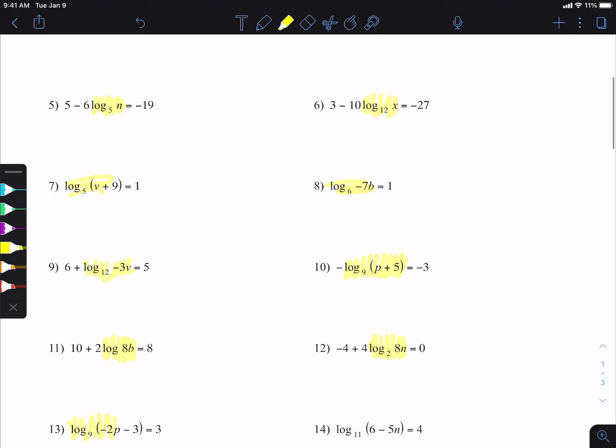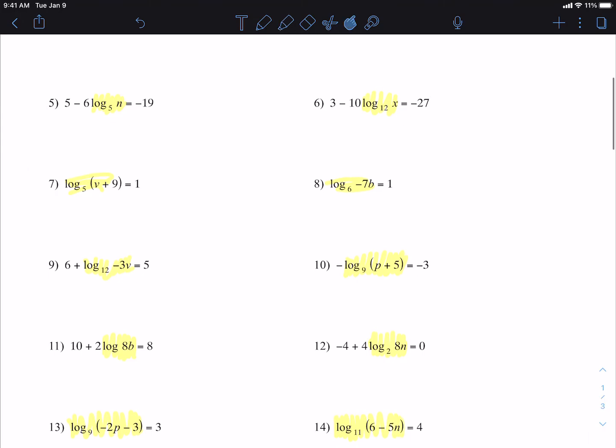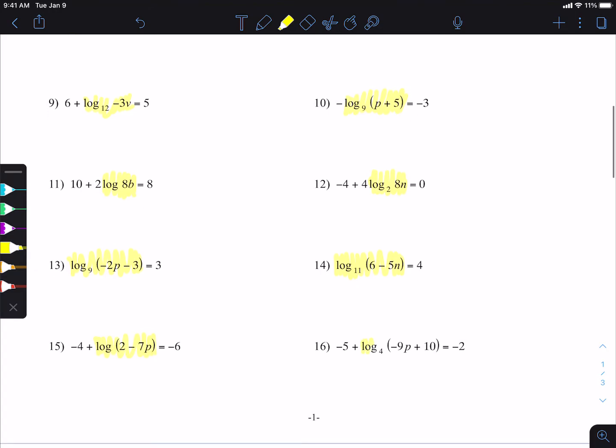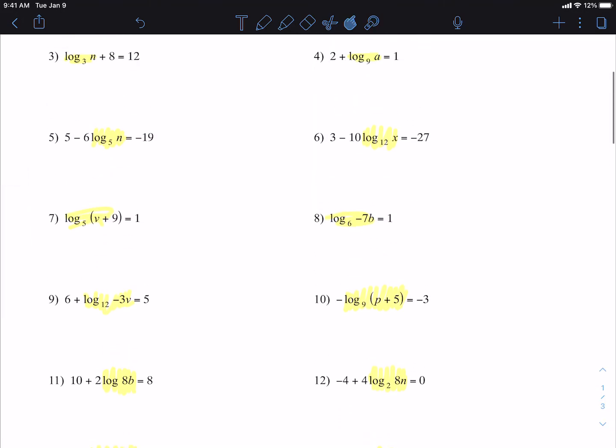I did not say that well. So the log starts with the letter L, and then ends either after the variable or when the parentheses end. So notice here that if we had a number in front, like this one, we didn't include that. We didn't include the negative. We didn't include the number in front. We didn't include anything being added or subtracted outside. Okay? So that's the first thing that we need to do.